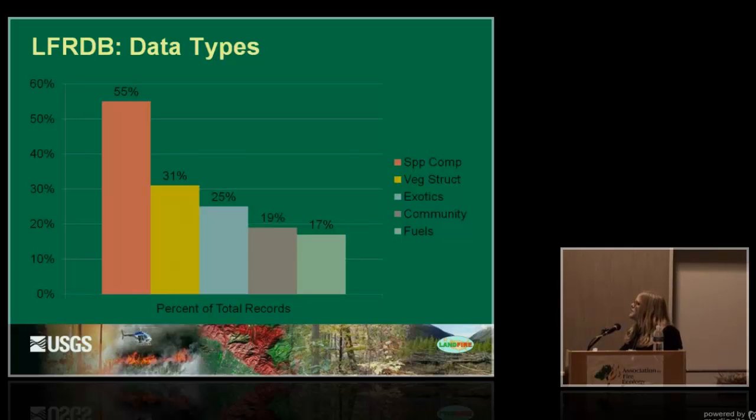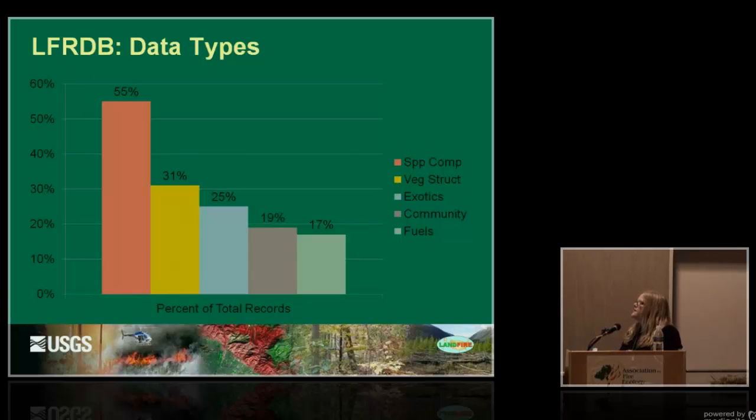About a quarter has information on exotic plants. And for 19% we have community or cover classification type labels. About 17% of the data has either surface or canopy fuels data. Of that 17%, about 87% have information on canopy fuels, while 23% have information on surface fuels. Some of those plots have information on both canopy and surface fuels, so that's why it adds up to over 100. But it's a breakdown of what is currently stored in the LFRDB and the information that we have.